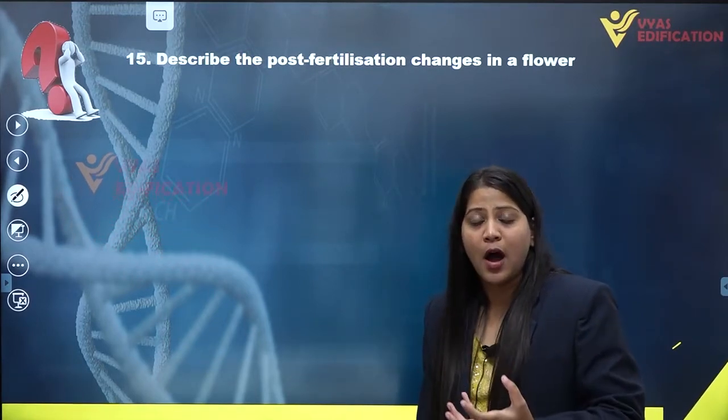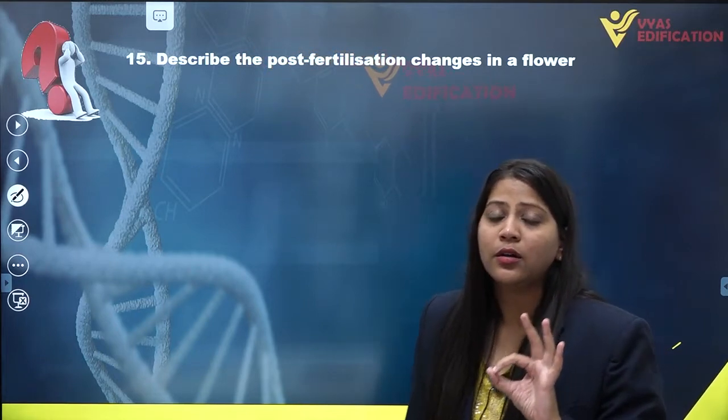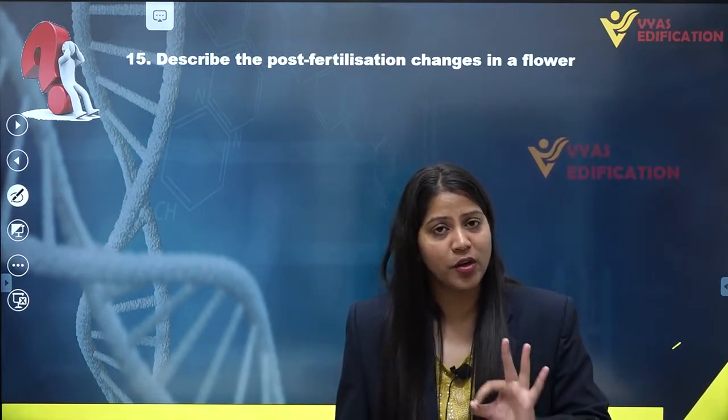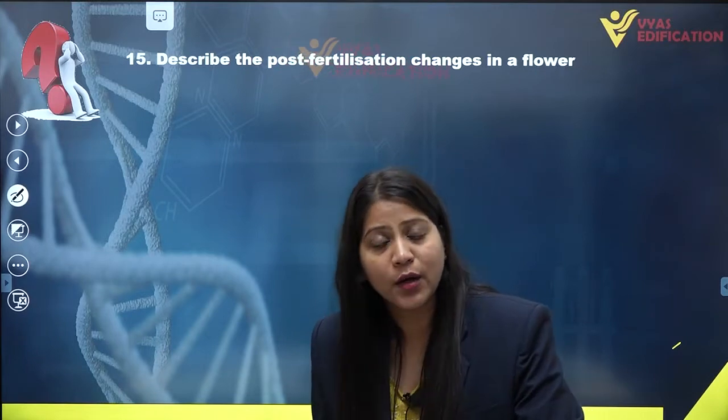Now, we can find several changes just after fertilization in case of flowering plants. We know that the formation of zygote will take place just after the fertilization. This zygote undergoes several mitotic divisions to form an embryo. Simultaneously, what happens? The endospermic cells provide a source of nutrition to the developing embryo. Also, the ovules become seeds after fertilization and the ovary becomes fruit after fertilization.